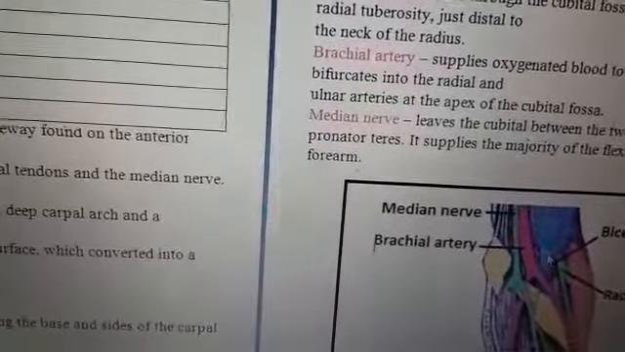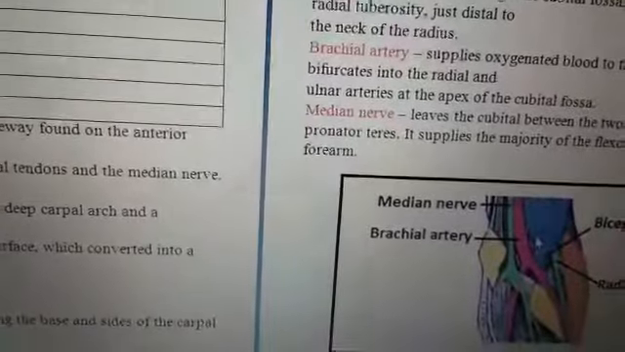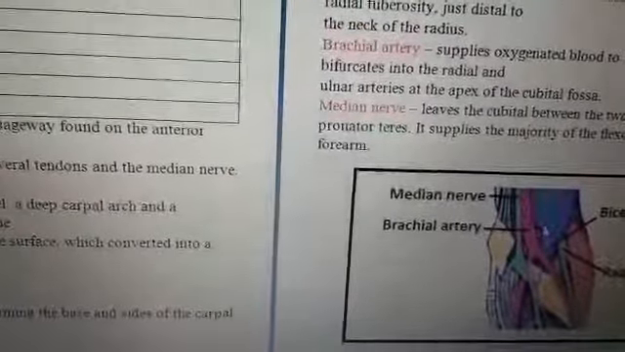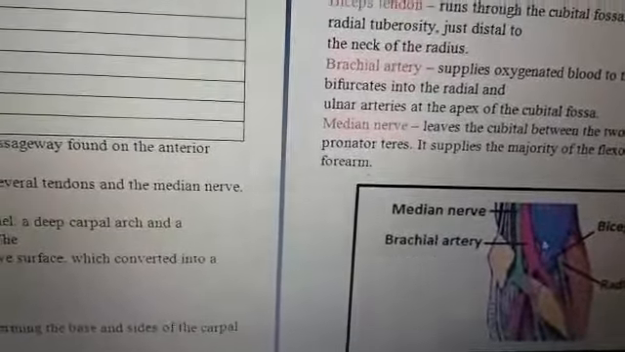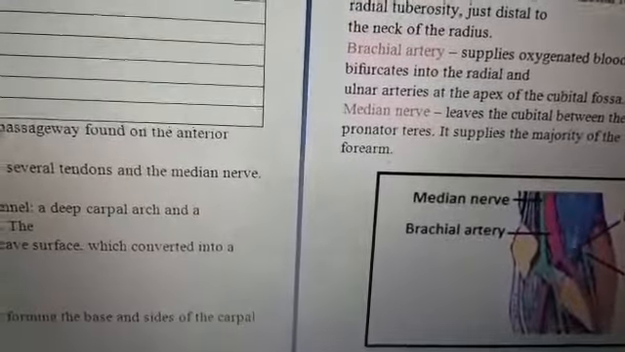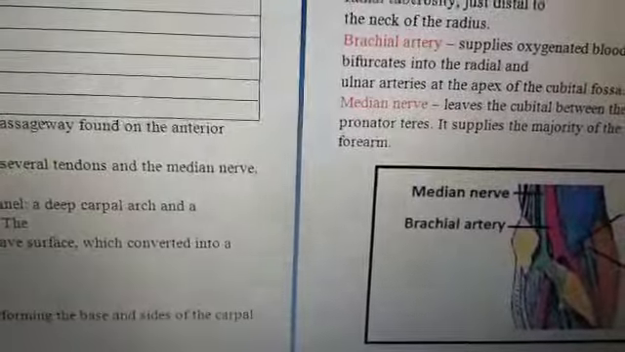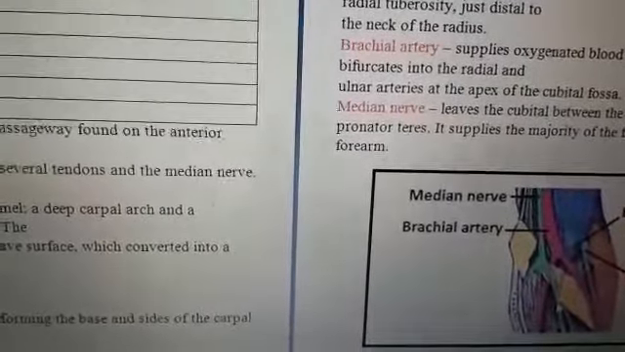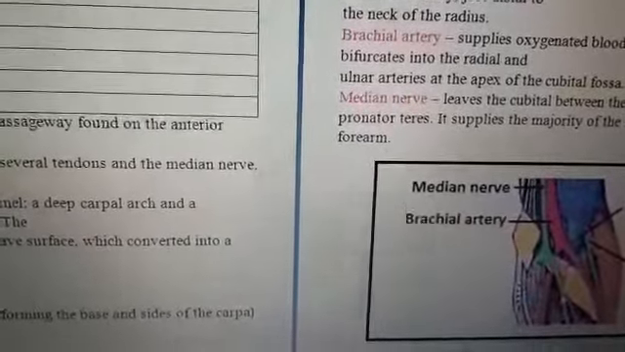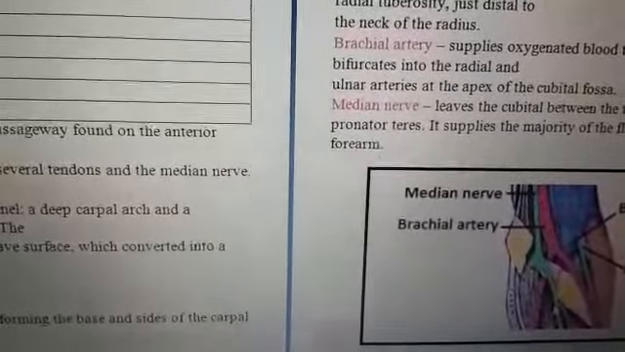The second content is the biceps tendon. It runs through the cubital fossa and attaches to the radial tuberosity, just distal to the neck of the radius. The biceps tendon enters the cubital fossa until it attaches to the radial tuberosity of the radius, just distal to the radial neck.